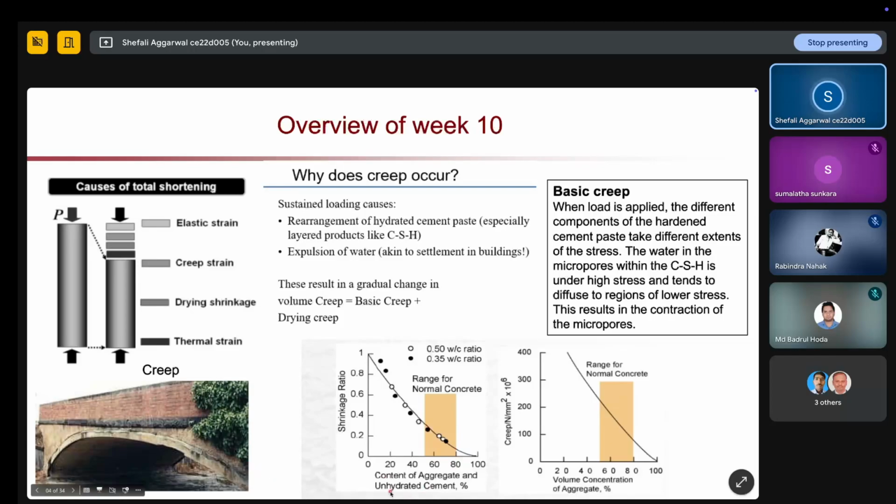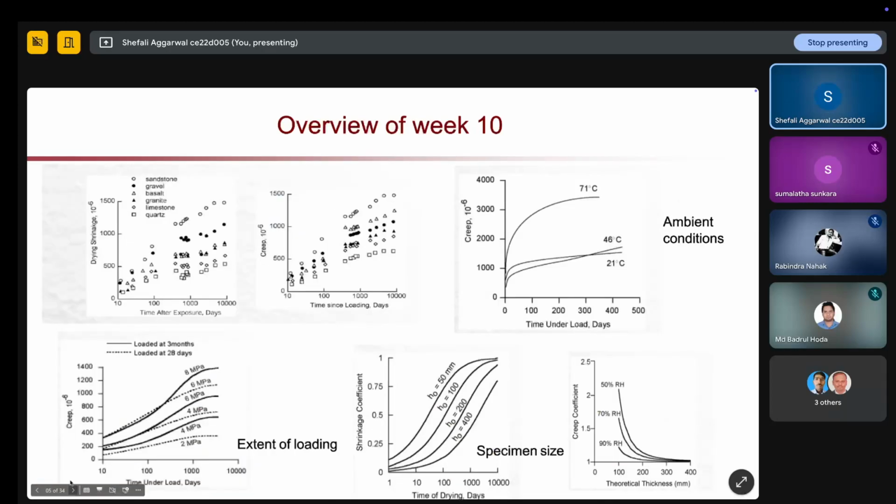Here it's showing the content of aggregates and unhydrated cement. If this is decreasing, your shrinkage ratio is increasing. This is a normal range, 60 to 80% of aggregates and unhydrated cement. In this range, your shrinkage ratio is very low. However, if your aggregates are very few and you have more cement paste, in that case your shrinkage will be much higher. In the same way, creep shows a similar kind of behavior as shrinkage.